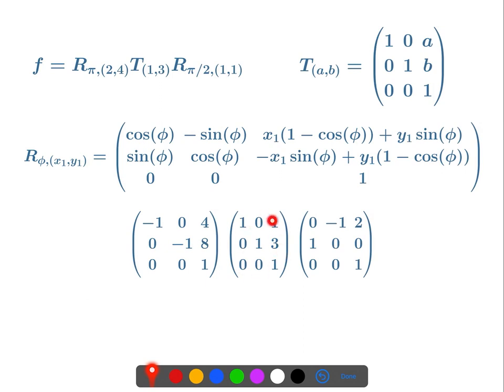This is a translation matrix by 1, 3. Just see, if I put a 1 and 3 here, it's going to look exactly like T sub 1, 3. Again, just putting a 1 and 3 there, and that's this matrix.